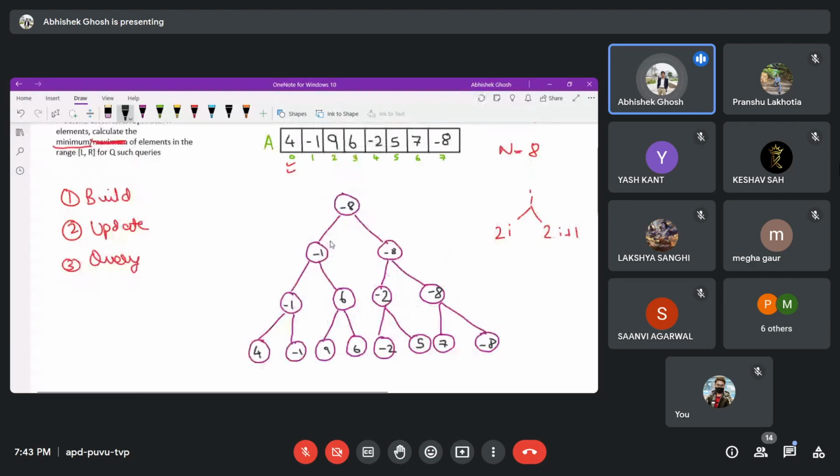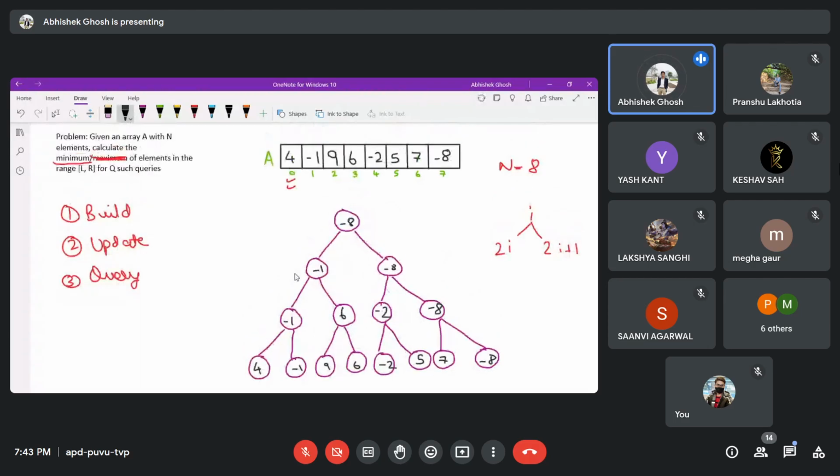So time complexity is basically the amount of work done, in asymptotic notation. If asymptotic notation is not clear to you, it's also fine. Asymptotic notations are basically big O, omega, and theta notations. You can search about them later on. But how much work did I actually do to create this segment tree, or fill our segment tree array?